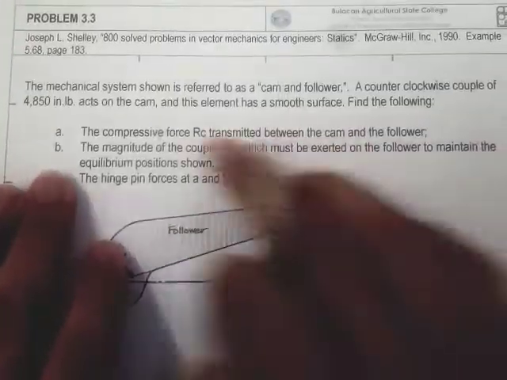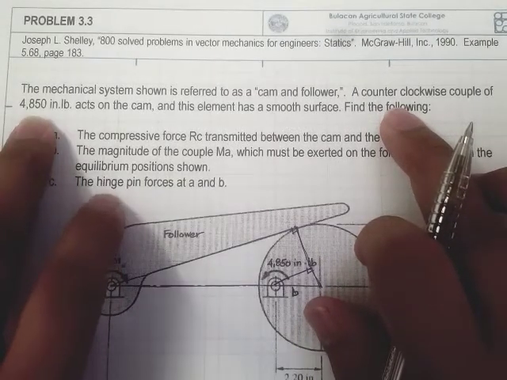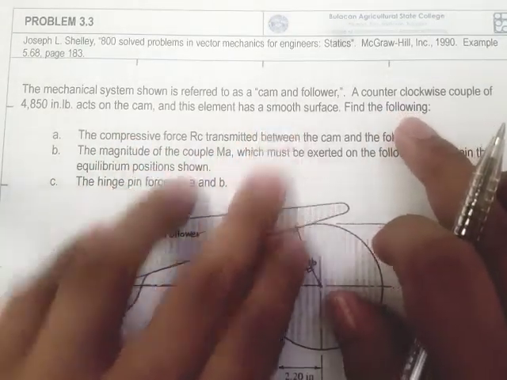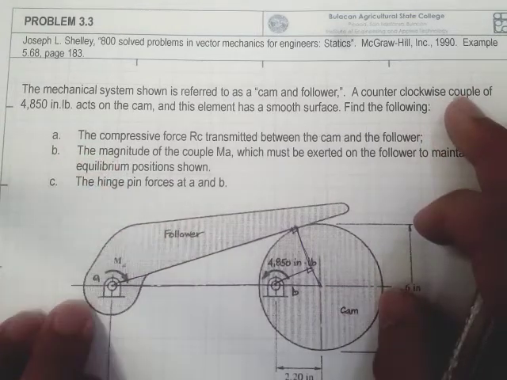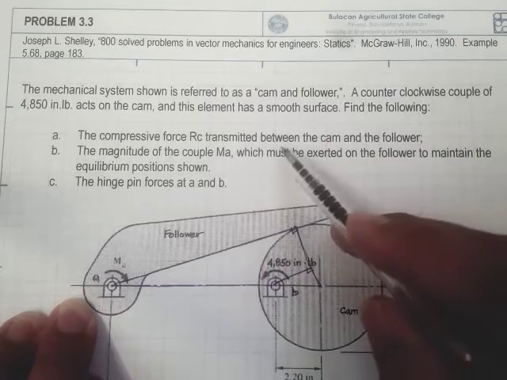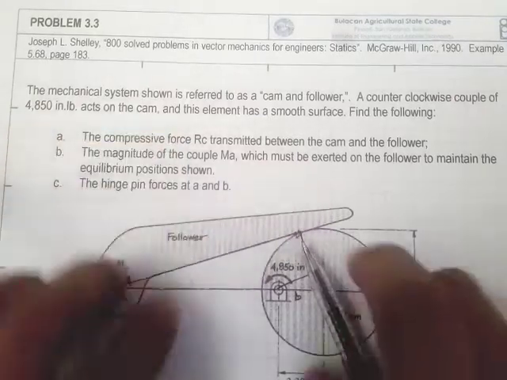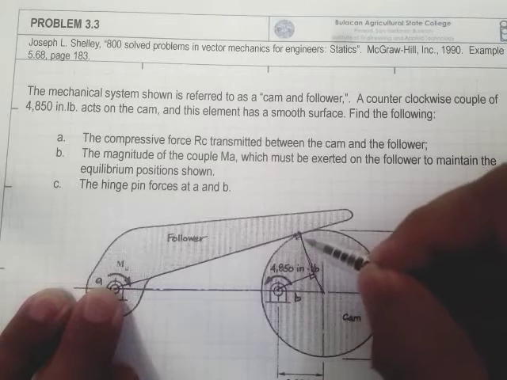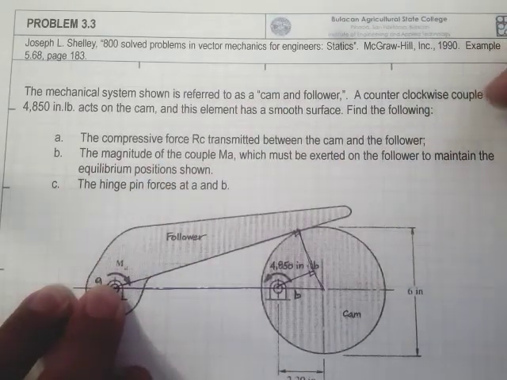Anyway, it says here that a counterclockwise couple of 4,850 inch pound acts on the cam, and this element has a smooth surface. So find the following: A, the compressive force RC, that's the reaction transmitted between the cam and the follower. Because there's a point of contact right here, there's going to be a reaction at this point. So let's say this is our point C. And the next one that we are to find is the magnitude of the couple, MA.